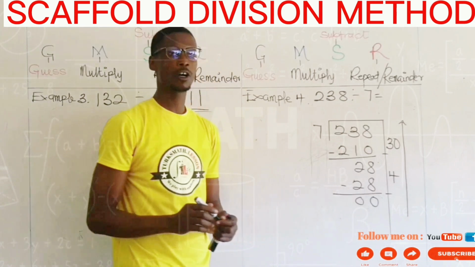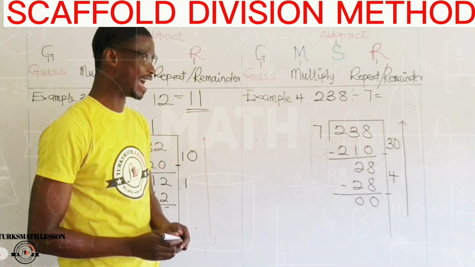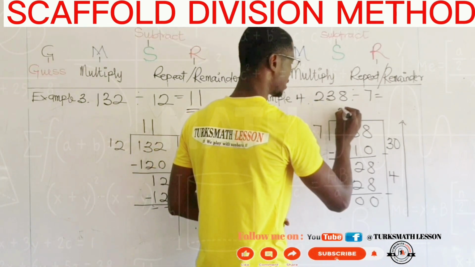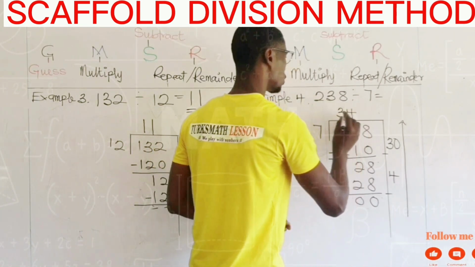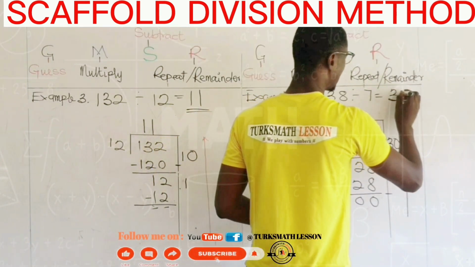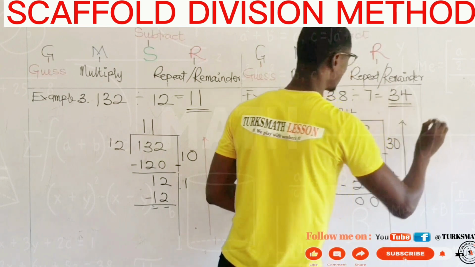30 plus 4. 34. Right? So this is the 34 we were trying at the top here, isn't it? Yes. 34. So 238 divided by 7 is 34. Thank you. Clap yourselves.